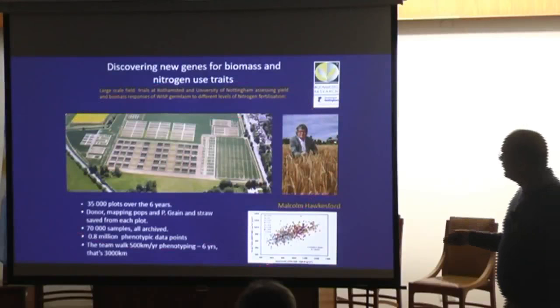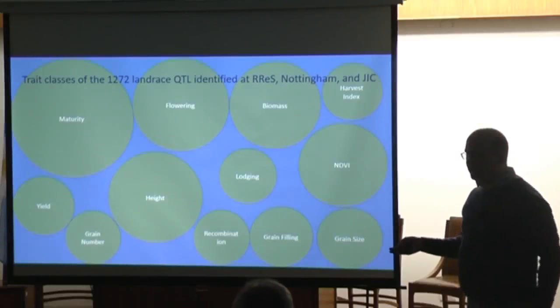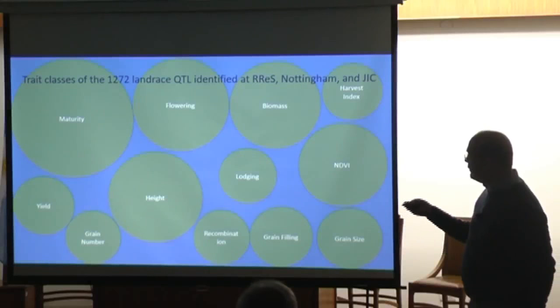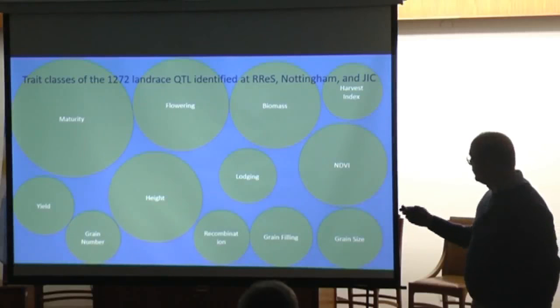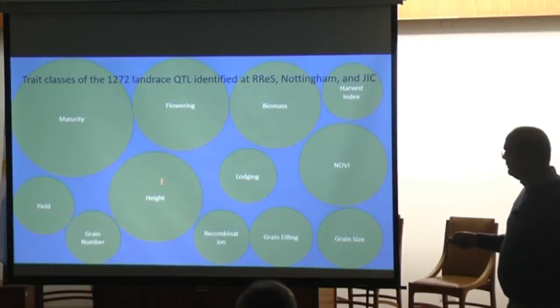All the material was phenotyped in work led by Malcolm Hawkesford at Rothamsted and Nottingham. These are the experiments, a lot of phenotyping work. We do the QTL analysis, and we identify thousands of QTL in this material, so I can't describe them in any meaningful way, but this is a summary of the type of effects we have of the 1,272 QTL so far.